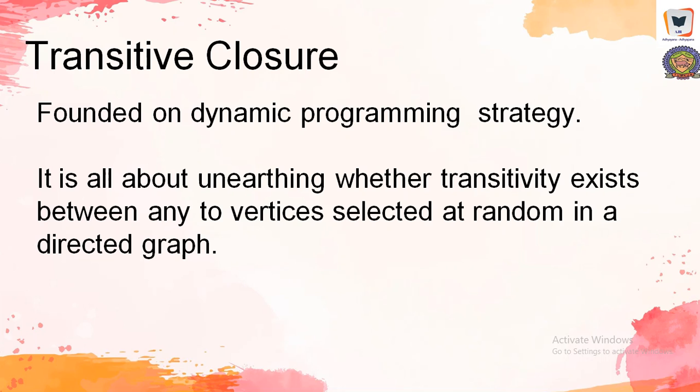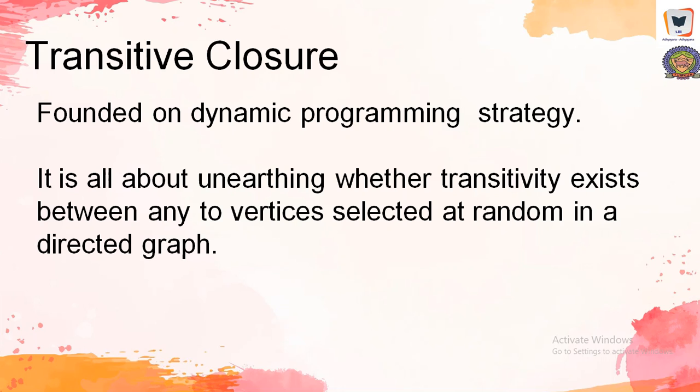Therefore, transitive closure will try to find out some kind of connectivity between any 2 vertices selected at random. It is not a trivial connection like a direct connection. It is a non-trivial connection. And transitive closure will also establish some kind of transitive relationship between 3 vertices or 3 cities or 3 values, whatever the vertices of a directed graph are modeled about.